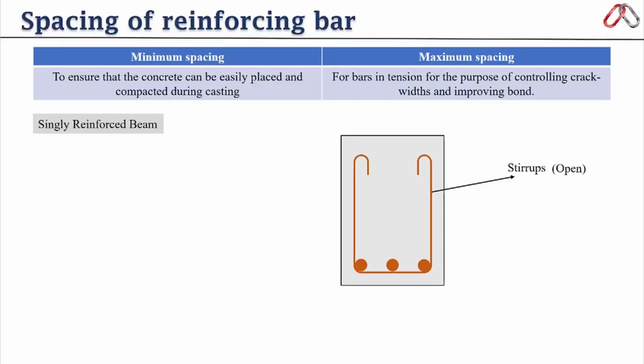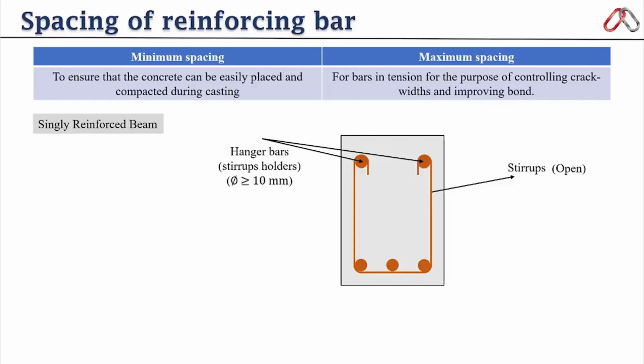This stirrup is an open stirrup and we have provided a hanging bar to hold the stirrup, and that's why sometimes we call them stirrup holders. The diameter of stirrup holders should be less than or equal to 10 mm. This is the distance between the stirrup and extreme tension fiber, which is known as clear cover. This distance between two consecutive bars is called SH, horizontal clear spacing.